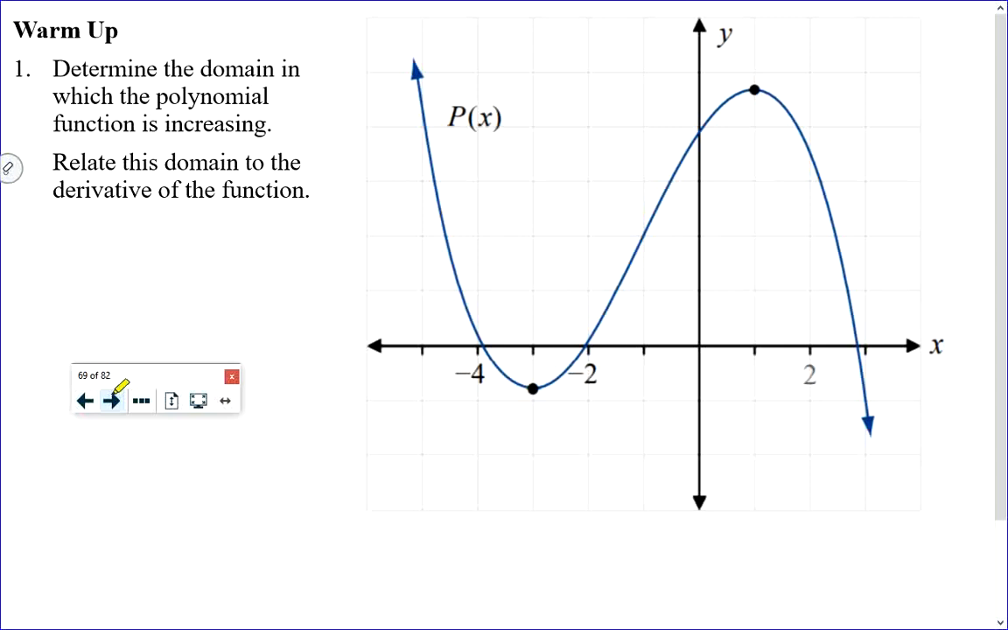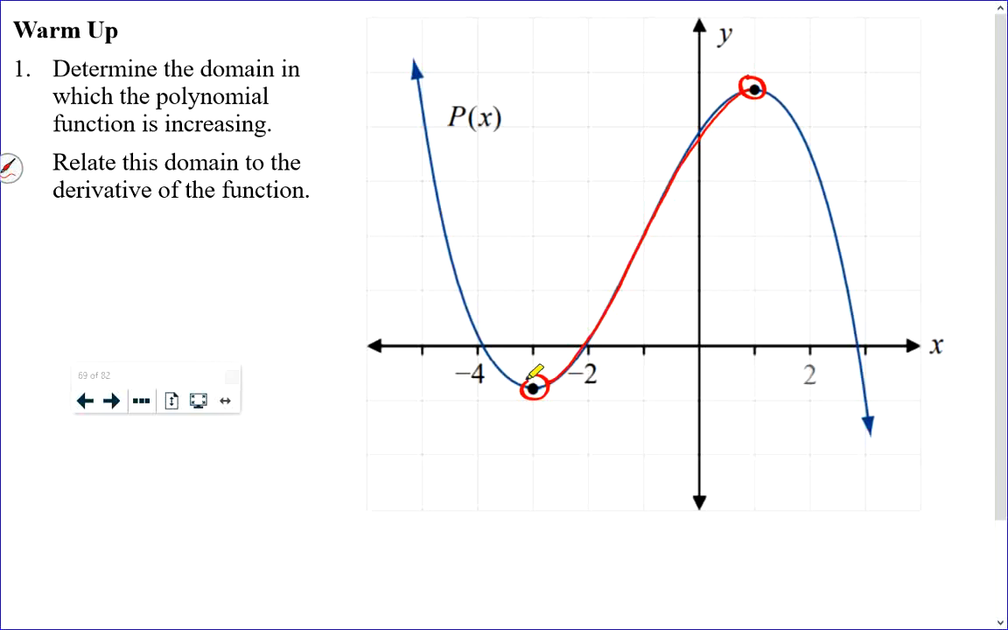And the first question of the warm-up says, what is the domain in which the polynomial function is increasing? Well, the polynomial function would be increasing wherever the polynomial function has a positive slope. And the positive slope occurs everywhere between here and here. You can choose to include this on your diagram or not. I have a couple of different ways we can draw it. But the point is, the function is climbing left to right. The function is going up everywhere between -3 and +1.